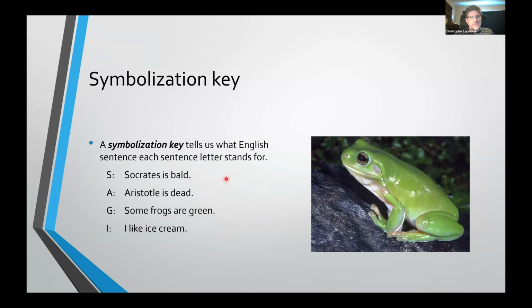To give meaning to sentence letters, what we use is what's called a symbolization key. A symbolization key tells you what sentence each of the sentence letters stands for. So S is Socrates is bald, A is Aristotle is dead, G is some frogs are green, I is I like ice cream. Note the format here: it's just the sentence letter, colon, and then what it stands for.